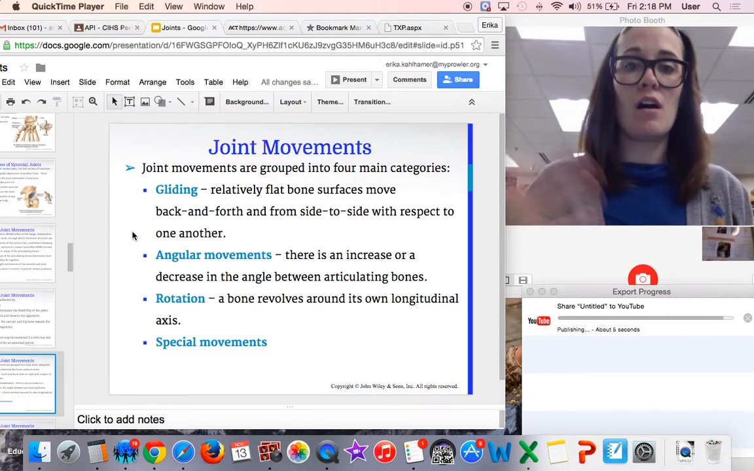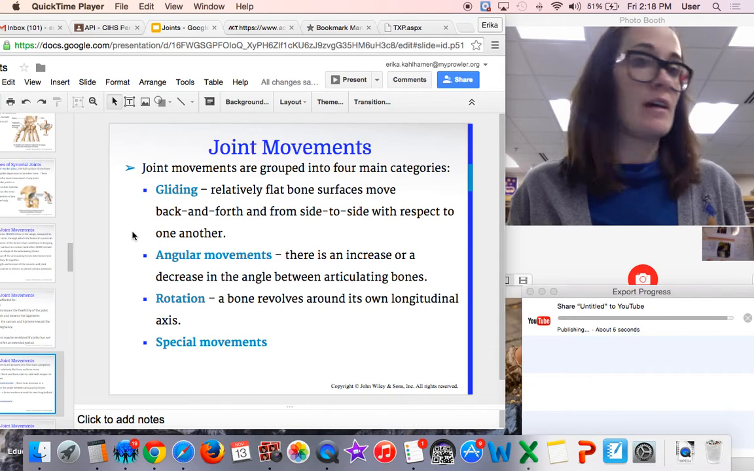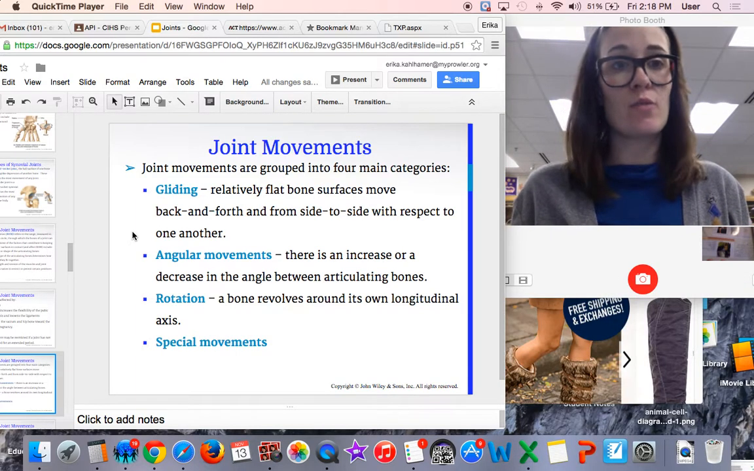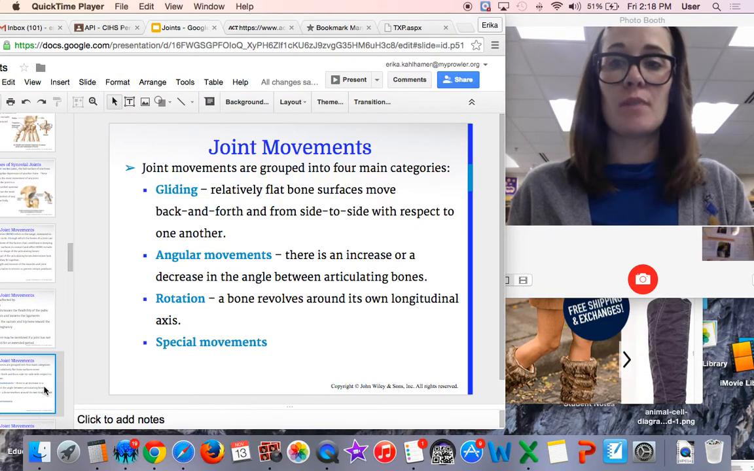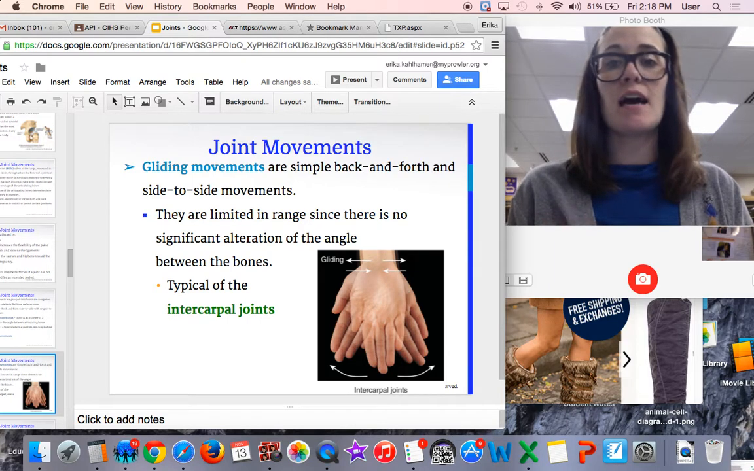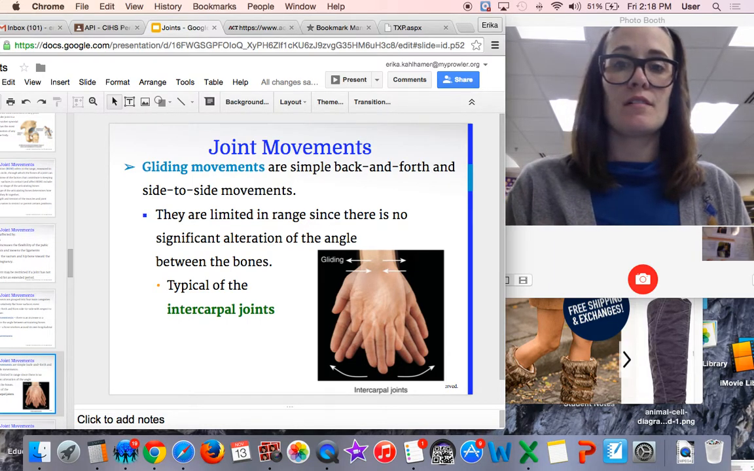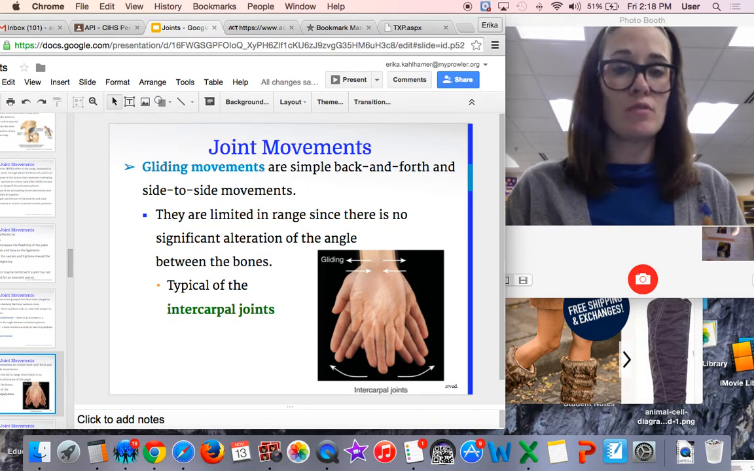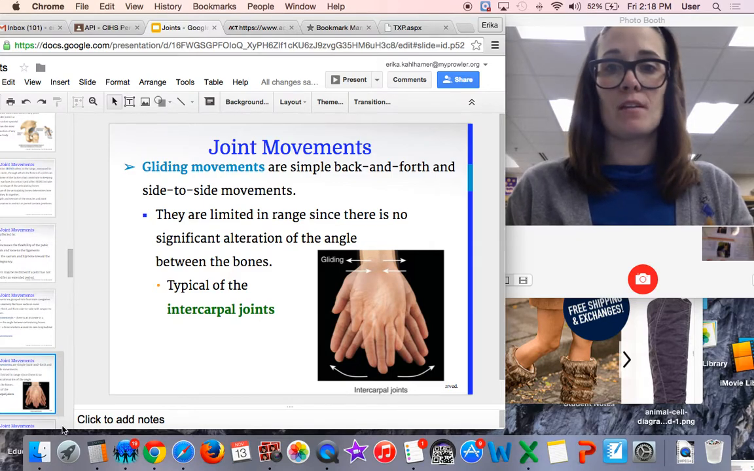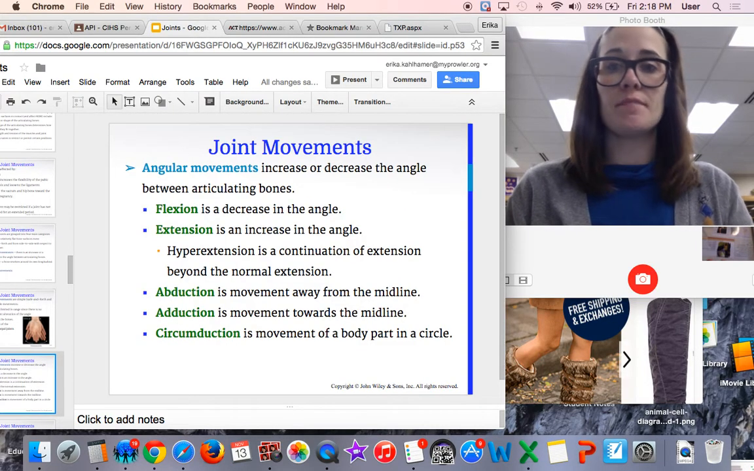Rotation is a movement around a longitudinal axis. So this is rotation between the atlas and the axis, your C1 and C2. And then special movements. Gliding movements are back and forth, side to side. They are typically in the intercarpal joints, so in your wrists. Limited range of motion there.